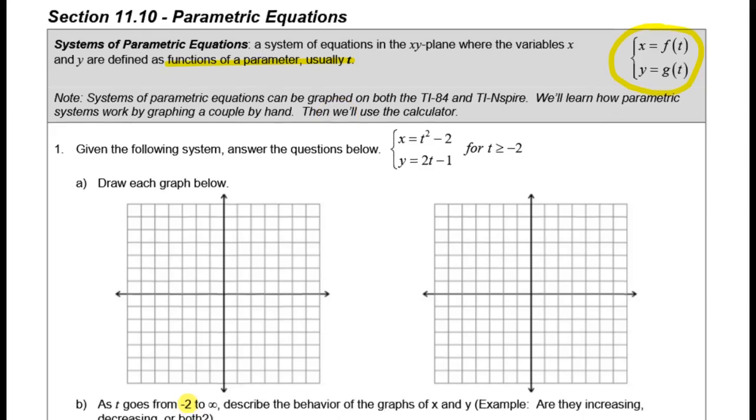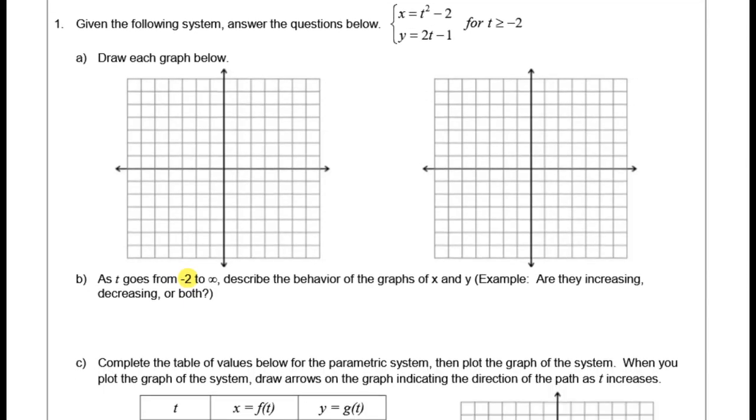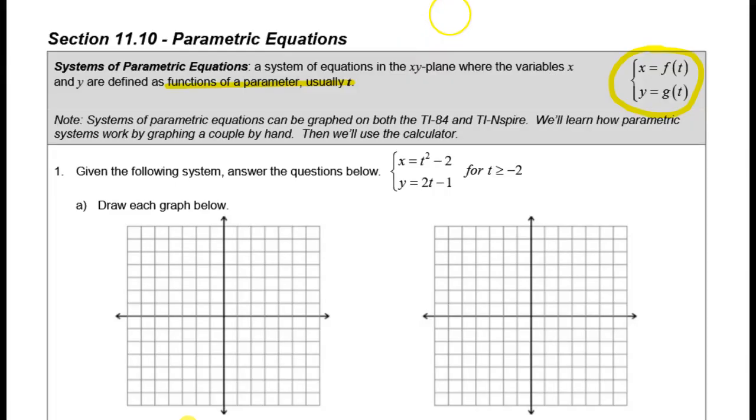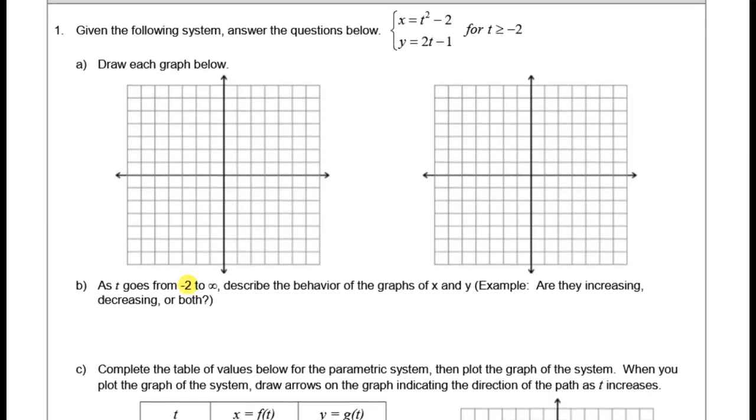Let's start here with example 1. Given the following system, answer the questions below. The system of equations is x equals t squared minus 2, and y equals 2t minus 1 for t greater than or equal to negative 2. So let's start by drawing each graph below.